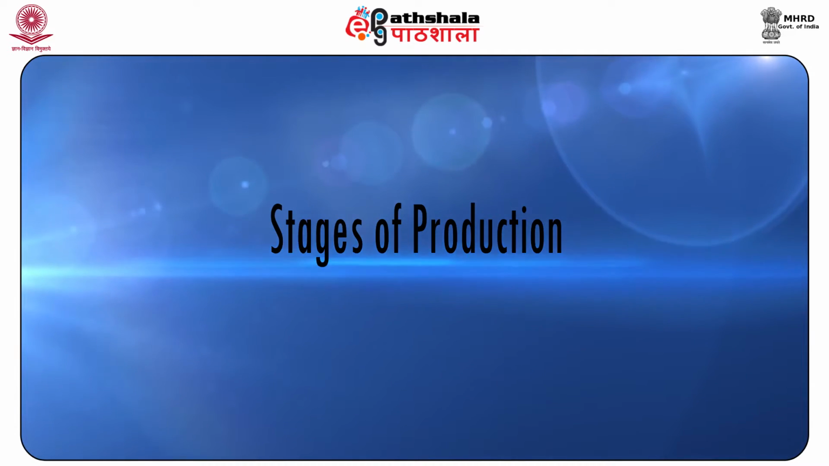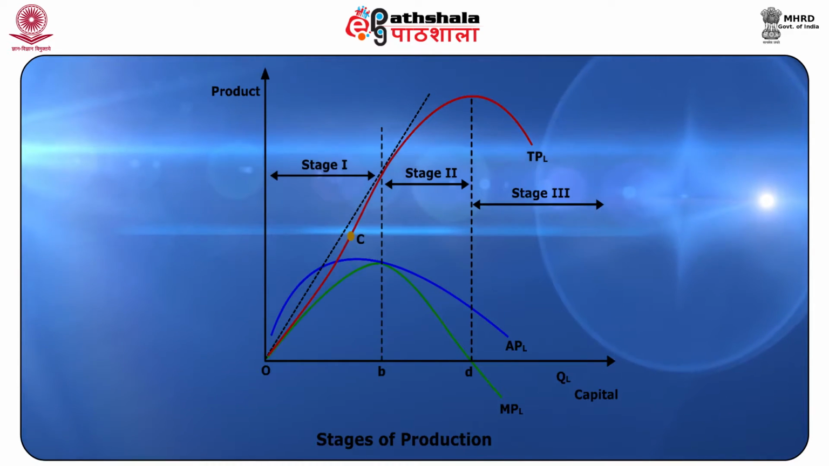Next, stages of production. In the short run, a firm can change the output by changing the quantities of the variable factors, while quantities of other factors remain unchanged. The behavior of output can be explained in 3 stages. The diagram shows the 3 stages of production.